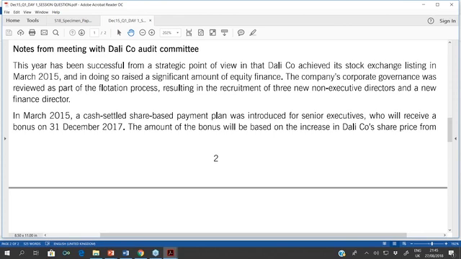New. The word new is very important here, right? Because anything which is new carries risk. 3 new non-executive directors and a new finance director. So the company has overhauled the corporate governance. They have brought 3 new non-executive directors and a new finance director. So let's write that point.